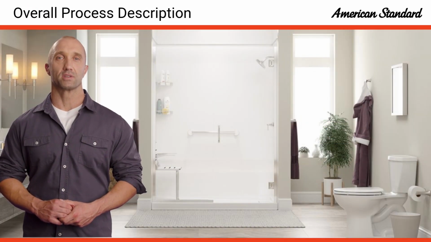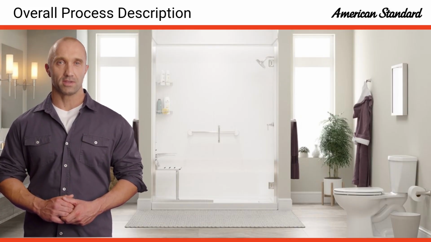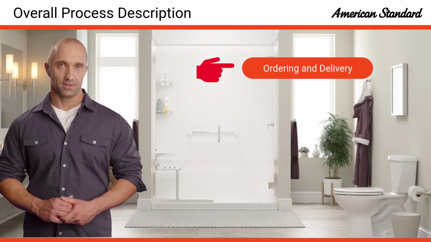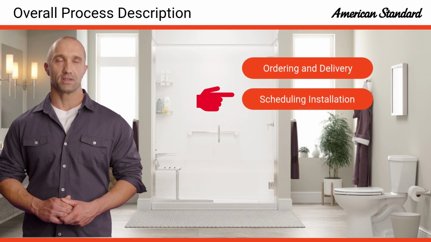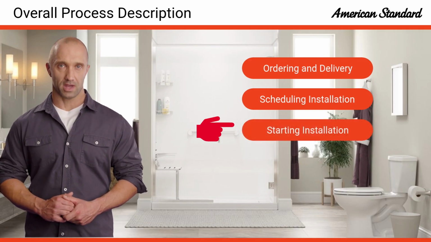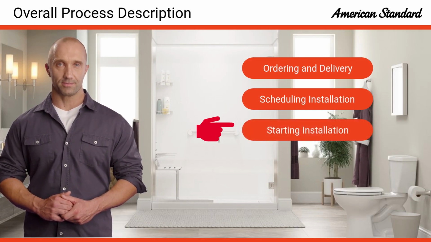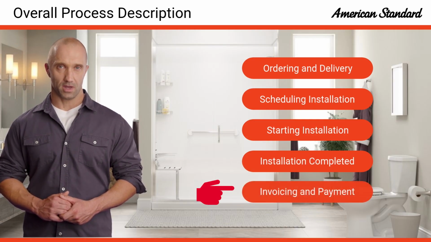In general, the complete ordering and installation processing is carried out in 5 steps. Ordering and delivery, where the products are ordered and delivered to the installation site. Scheduling installation, which is the step where the general contractor contacts the consumer to schedule the work. Starting installation, which includes the dry fit, when applicable, as well as the initial steps to begin the work. Installation completed, where the installation is completed and the general contractor documents it through photos and forms. And finally, the invoicing and payment, where the work is invoiced, the funds are secured, and all involved parties are paid.